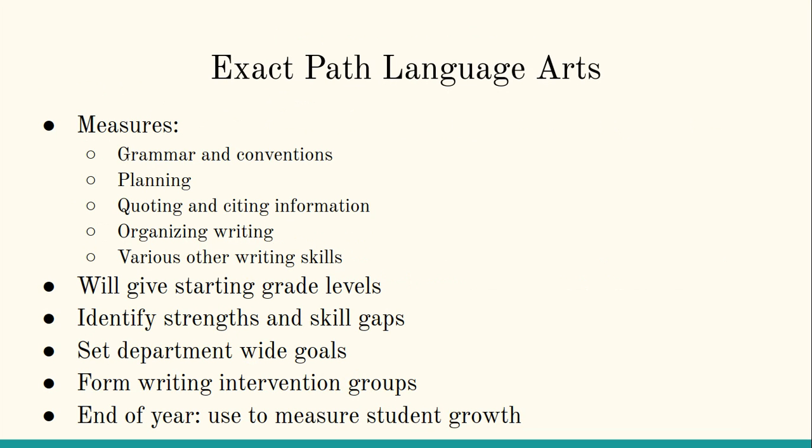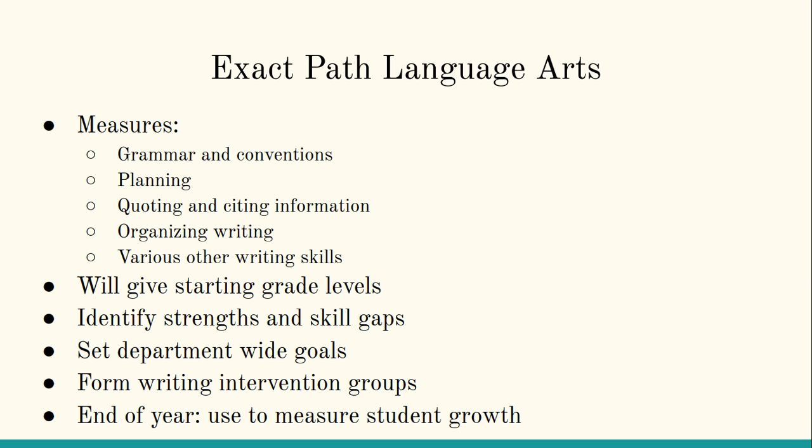The Exact Path assessment is mandated by our district for all students in grades K through 10. For the purposes of this plan, Exact Path will be used to determine starting grade levels for student understanding of conventions, sentence and paragraph structure, organization of writing, and other writing and language skills. Teachers will analyze student results to determine which skills are generally strong across the grade and which skills many students need to work on. This information will be used to help set department goals for student improvement.